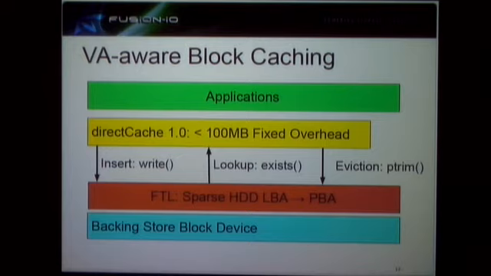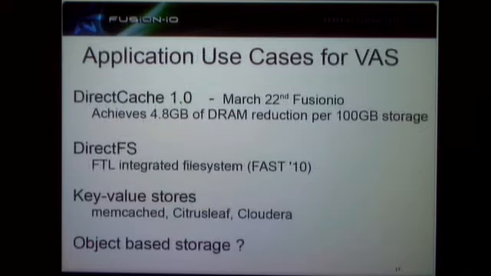In this case, trim wouldn't be sufficient because it's a hint, not a directive. We could potentially trim something and after a power cut, we could come back and have an inconsistent state between the cache and the backing store. So using this sparse interface, we're able to implement a cache of essentially any size with simply a fixed overhead of about 100 megabytes of metadata to maintain some tracking information in terms of bindings and other things.